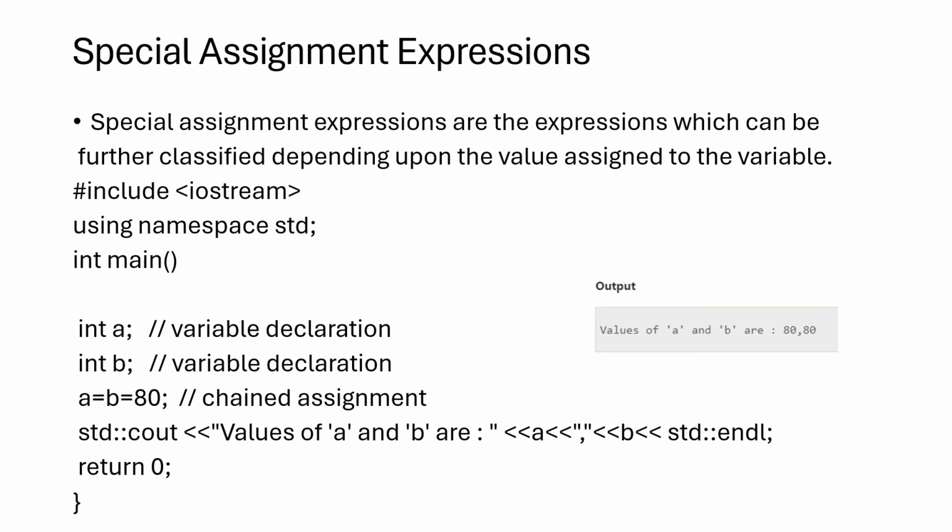Next, finally, the special assignment operator. This is as assignment operators. What does it assign here? In the program, two variables are declared. What we are doing is a equal to b equal to 80. What it means is that the values of a and b are 80. a equal to b and b equal to 80, both these equal to 80. So a and b are 80.